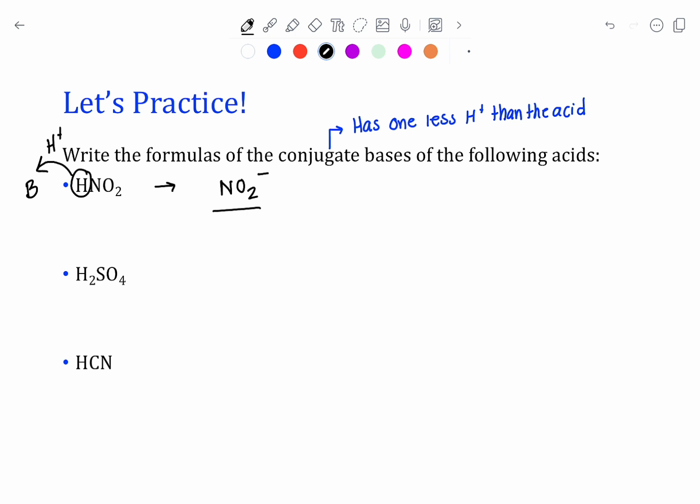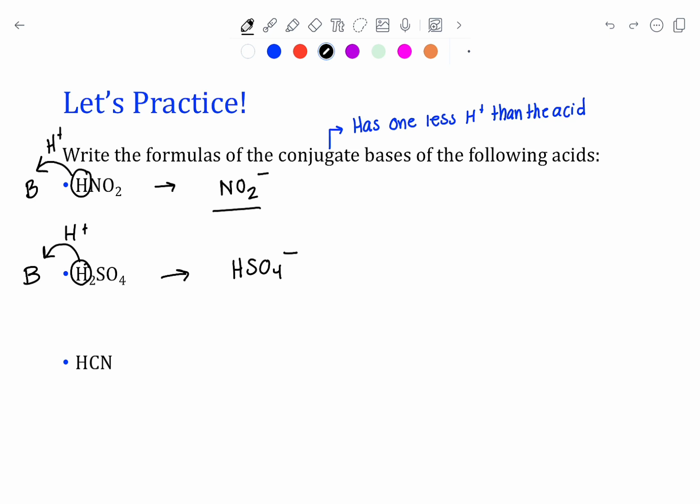Since the conjugate base is only going to have one less hydrogen than its original acid, only one of these hydrogens from H2SO4 is going to be removed and put onto the base. Therefore, the final formula is going to be HSO4-, and it's going to have a minus charge because I lost that proton. HSO4- can act as an acid again by giving away that hydrogen.